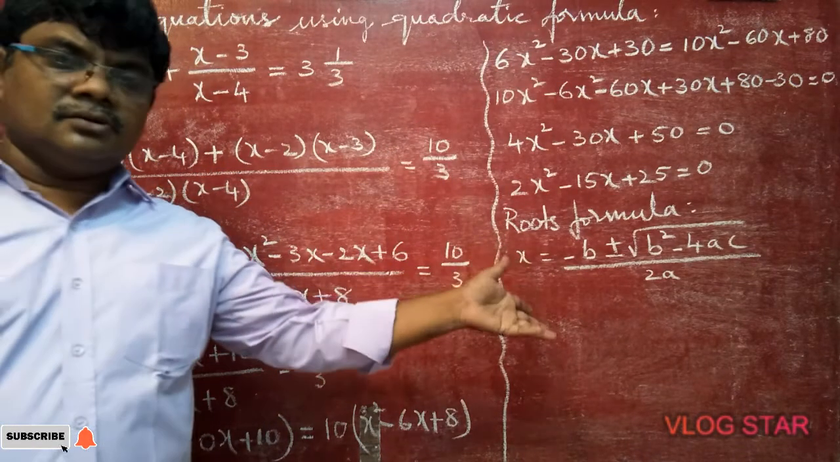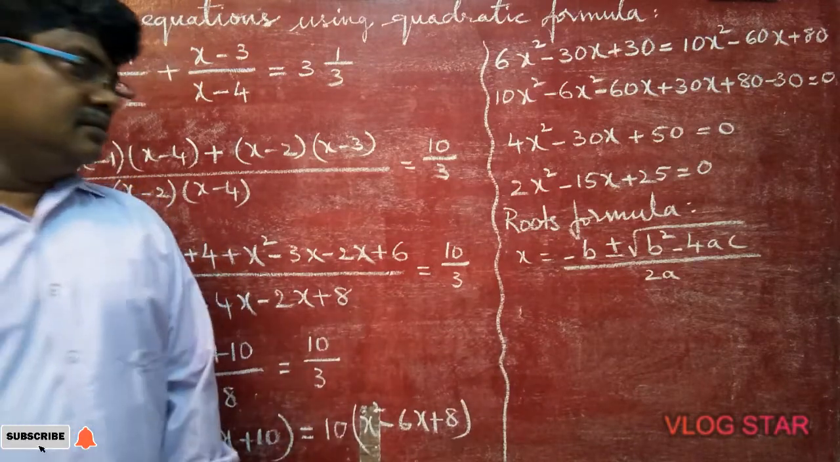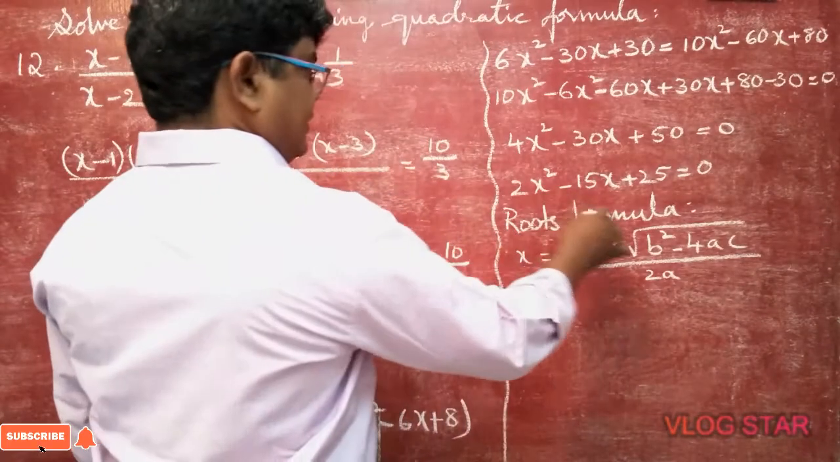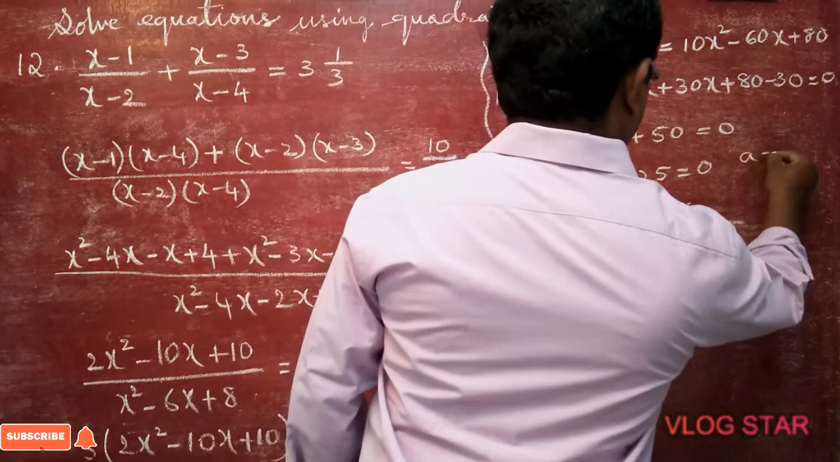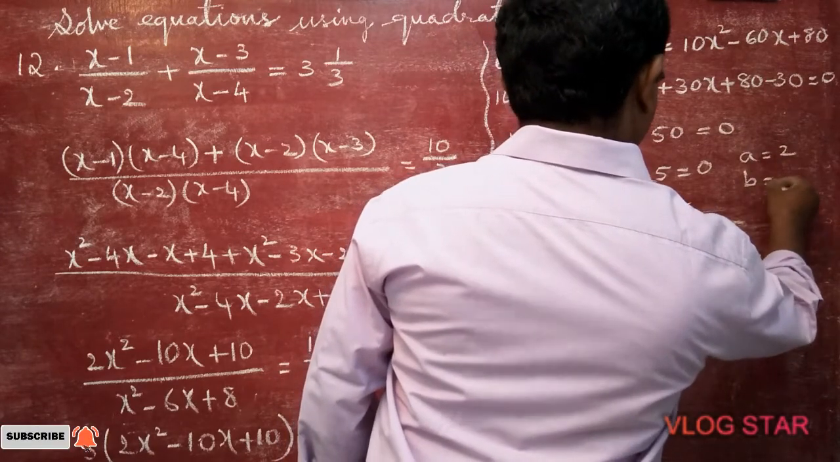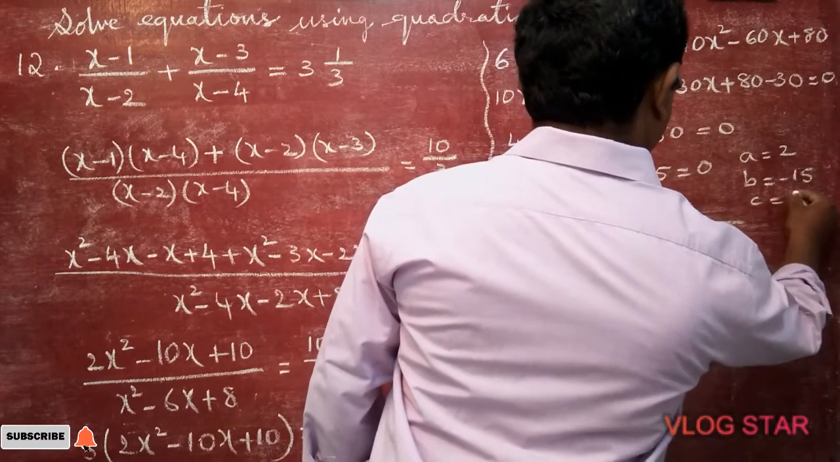Is it easy, sir? If they ask, you have to do it. If they did not ask, you are free to choose. Now, here, what is a? Here a is 2. What is b? Minus 15. What is c? 25.